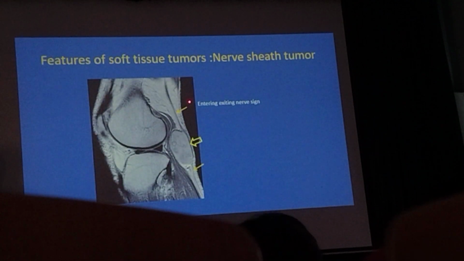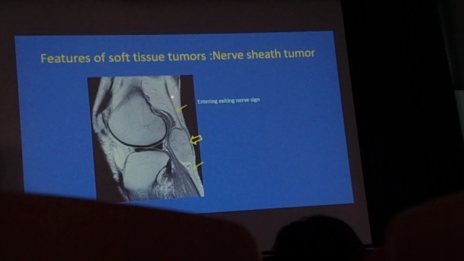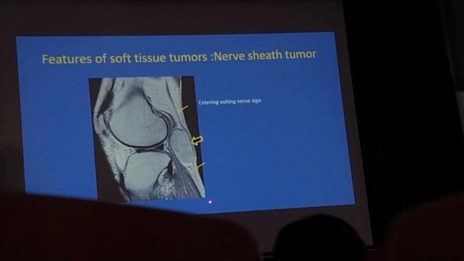The first sign is entering an existing nerve. The nerve enters the mass and it exits the mass.